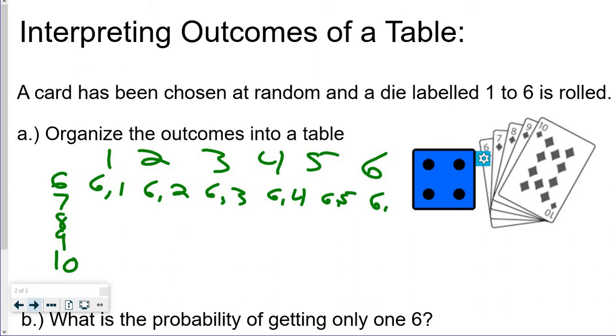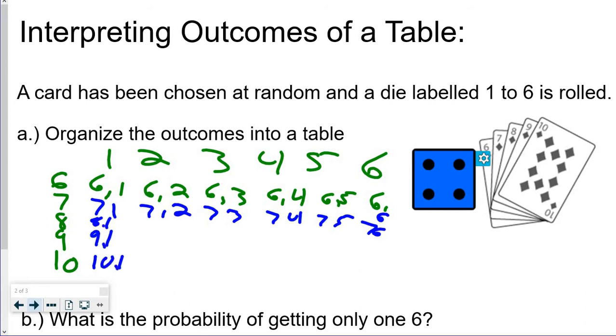We'll put this down here, 6,6. We have 7,1, 7,2, 7,3, 7,4, 7,5, 7,6. 8,1, 9,1, 10,1.